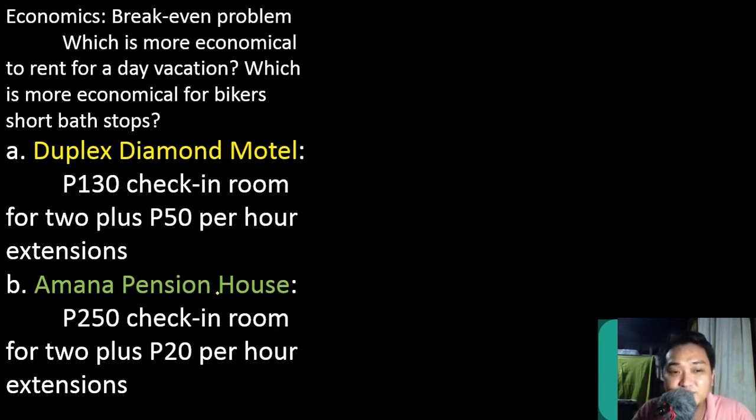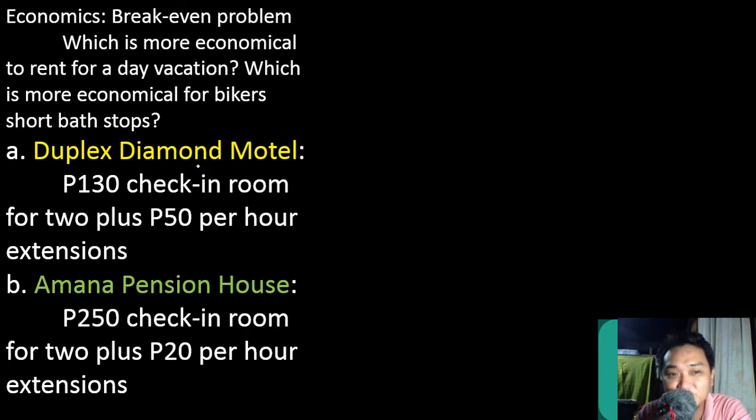Sa Amana Pension House naman, yung check-in charge natin is 250 pesos. Tapos, that is also a room for 2. At yung bayad naman for hour extension is 20 pesos. Ayan. So, again, paano natin i-express yung dalawang charge in linear equations?